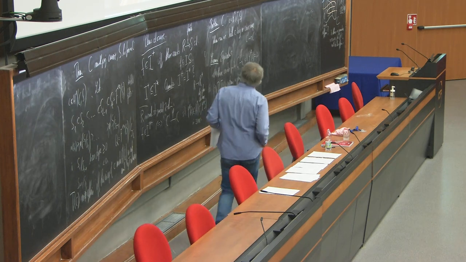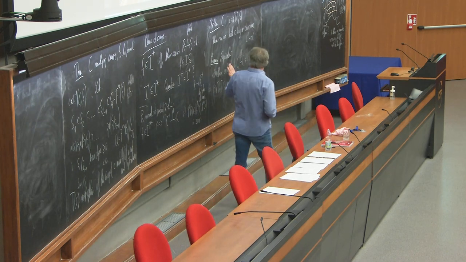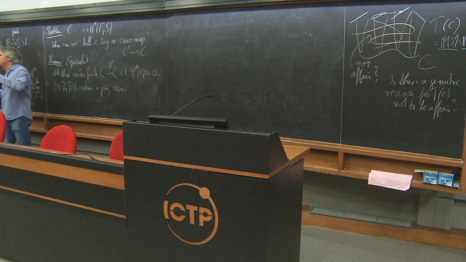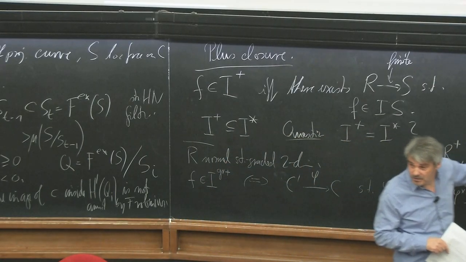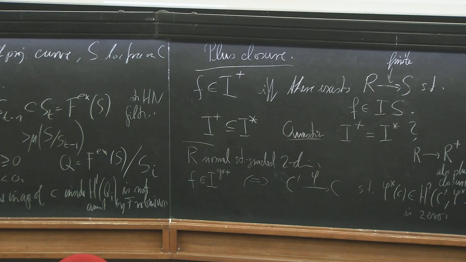And this question is, by the way, very different in characteristic zero. In characteristic zero, you can basically kill nothing. If you have a normal thing, you have the trace map, so you can kill nothing. In positive characteristic, you can kill a lot. But how much we can kill, we will see.